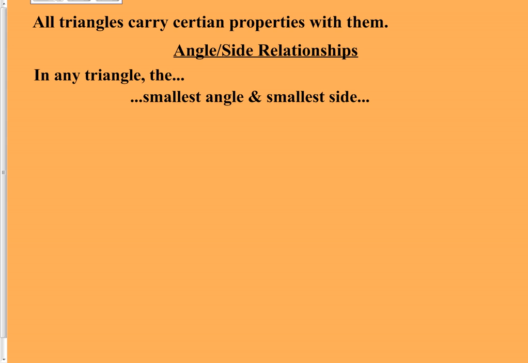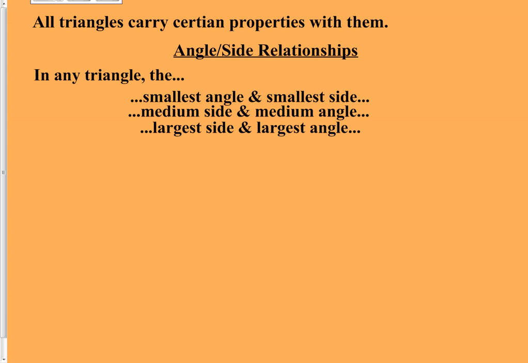the smallest angle and the smallest side have a relationship with each other, as do the medium-sized side and the medium-sized angle, as do the largest side and the largest angle. And the relationship between all three of these pairs is that they are always positioned across the triangle from each other. And if you get to thinking about it, that actually makes perfect sense.